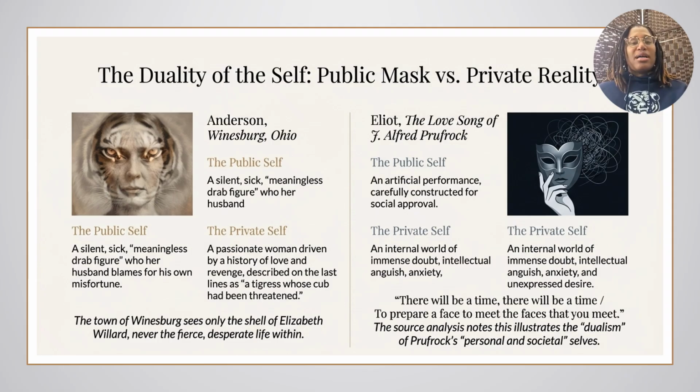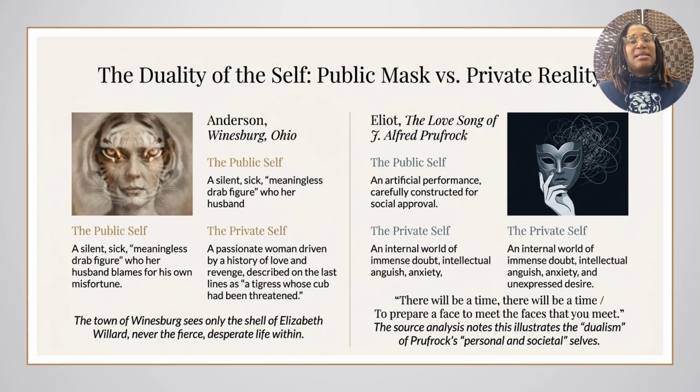In Prufrock, the public self is something he manufactures on purpose. He treats social life like a performance that requires strategy, timing, and the right expression. The famous line about preparing a face captures that constant self-editing. Privately, though, his inner world is crowded with doubt and anxiety, and desire becomes something he thinks around rather than speaks.